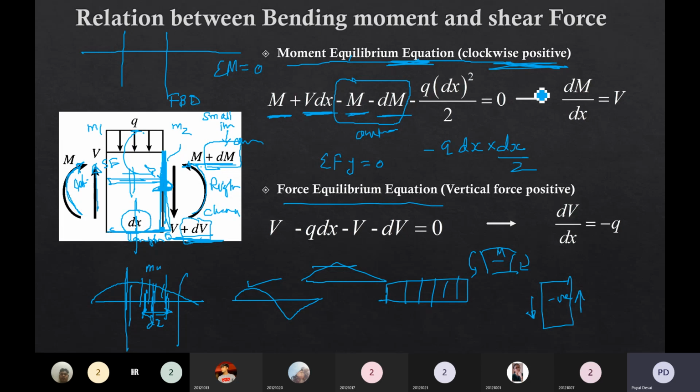So the complete equation, and the right hand side equals 0, because this force won't produce any moment, because it acts at that point itself, so that force can never produce a moment. V plus dV will not produce any moment. Why?